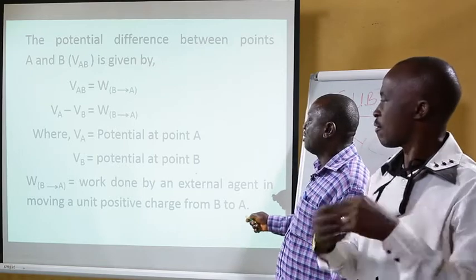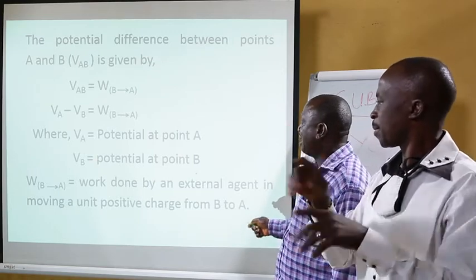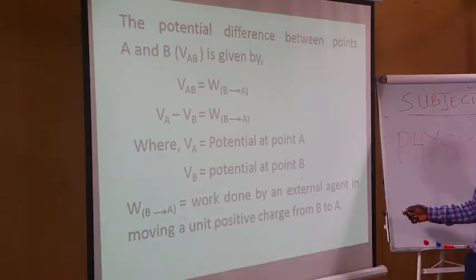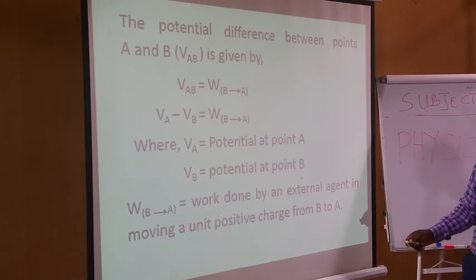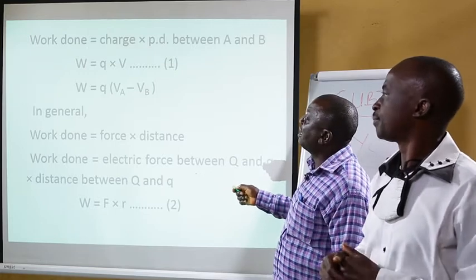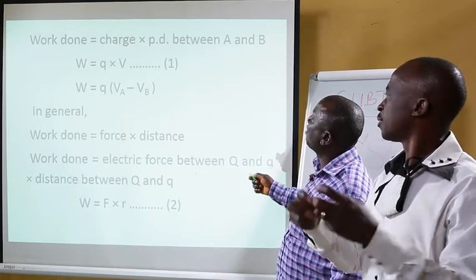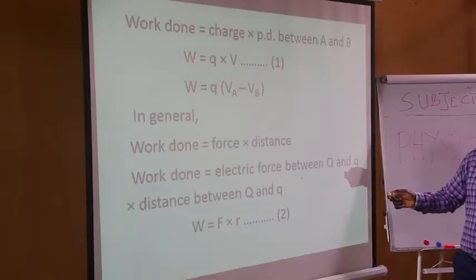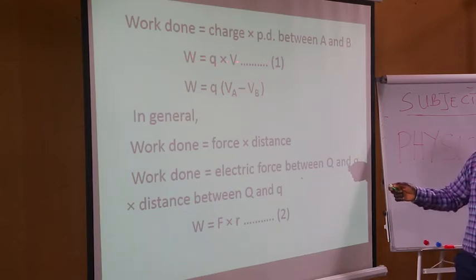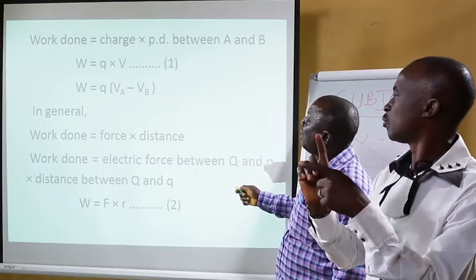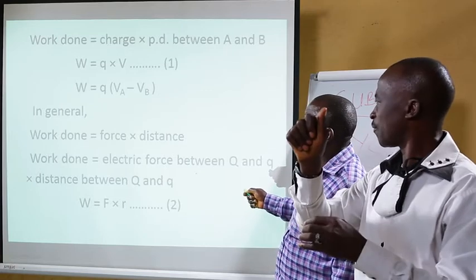Where VA is the potential at point A, VB is the potential at point B. Now W, B to A, is the work done by an external agent in moving a unit positive charge from point B to point A, just like we saw in the diagram. Work done is equal to charge times potential difference between A and B. Mathematically, we have W equals small q times V. We call it equation 1. Now we have W equals q, where this V is VA minus VB.